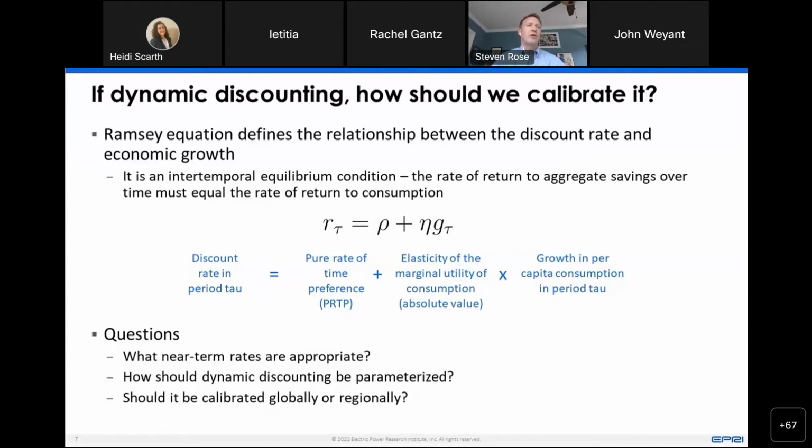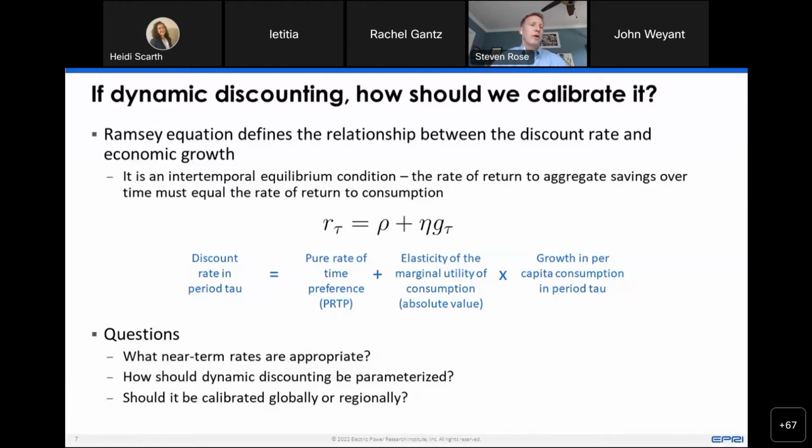It's describing to us the potential rate associated with future investments, the rate of return to future aggregate savings on one side, relative to the rate associated with consumption. So we need to have an equilibrium condition that's balancing those two things over time, and that condition has to be consistent with the economic growth assumptions into the future.